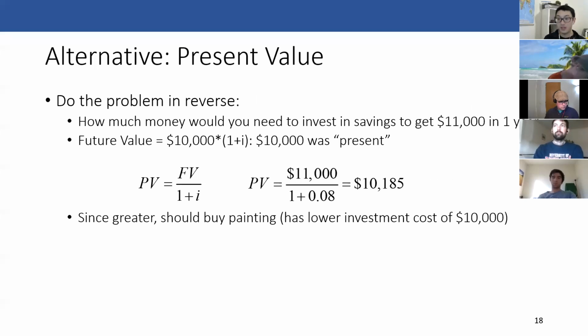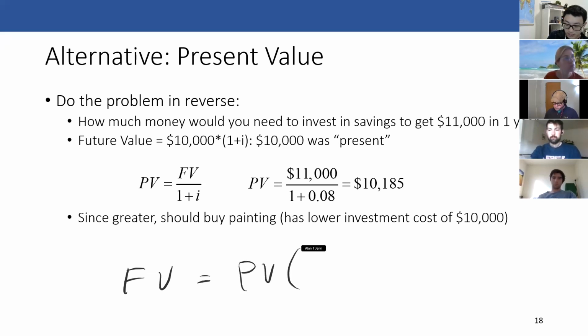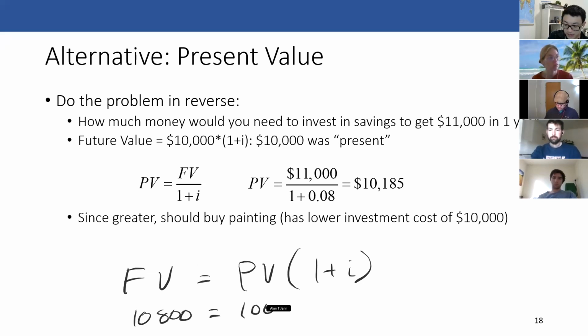You can also do what's known as a present value, which is doing this problem in reverse. How much money would you need to invest at that 8% level to get $11,000 in 1 year? With future value of money, it was like this: FV is equal to PV times (1 plus i) to the power of n, which is 10,800 equal to my present value, 10,000, times 1.08 to the power of 1, since n is 1.